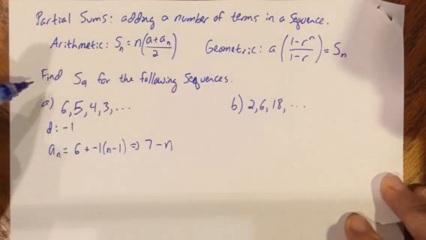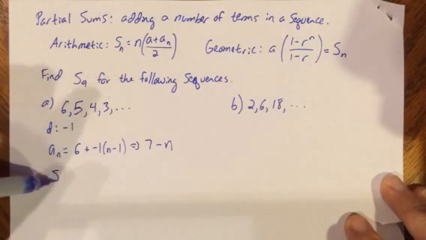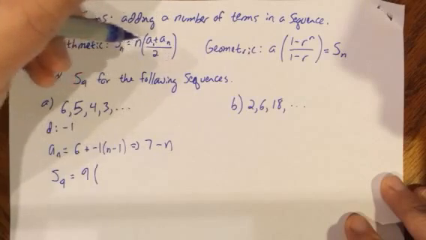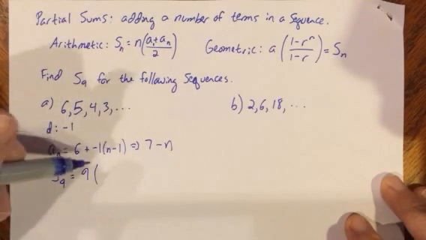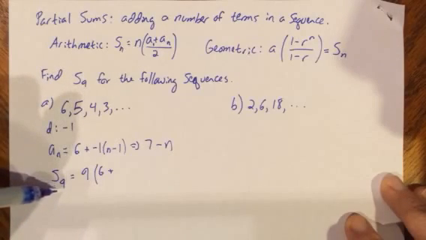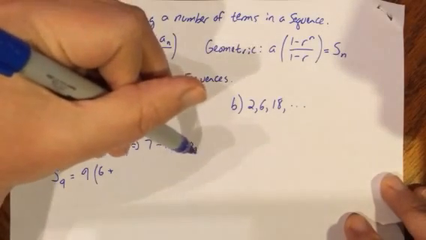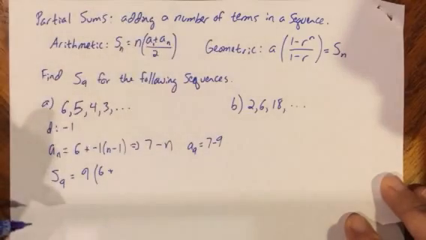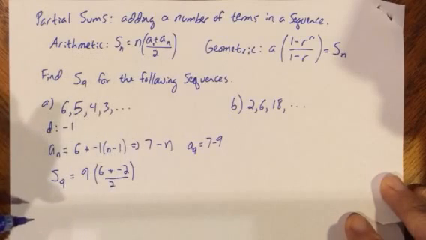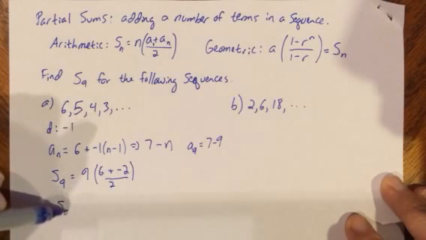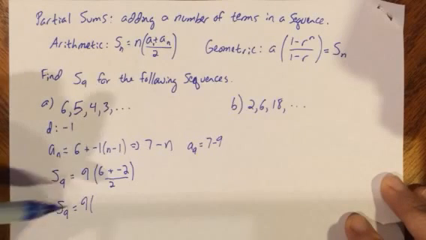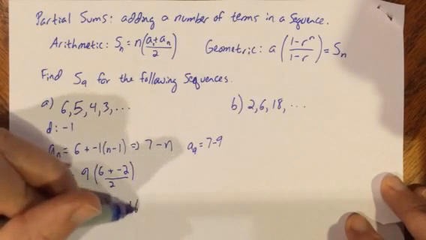Okay, and I want to find the first 9 terms. So it's arithmetic, so I'm going to write S_9 equals 9 times a_1, I guess I can write this as a_1 just to be clear, a_1 would be 6 plus a_n. So what is a_9? Let's go over here and find it. a_9 would equal 7 minus 9, so -2, over 2. So I'm going to get S_9 equals 9 times 6 plus -2 is 4 over 2 would be 2. So 18.